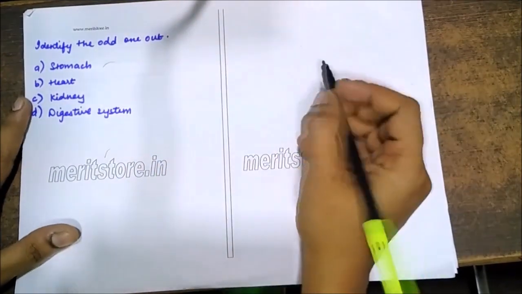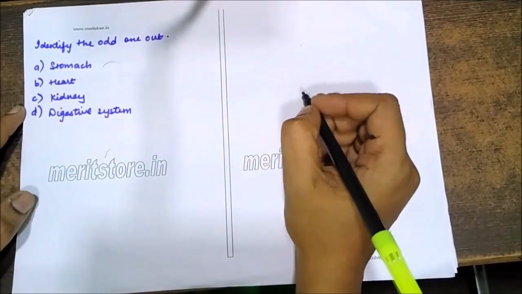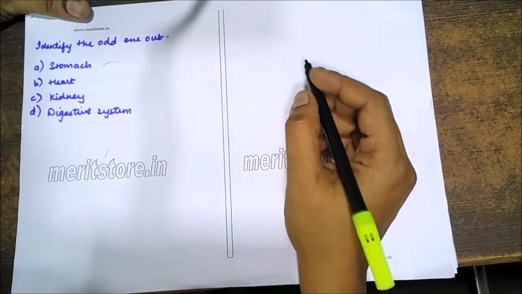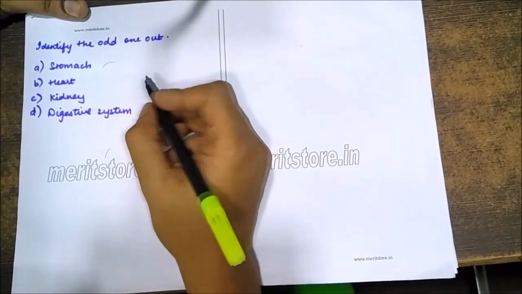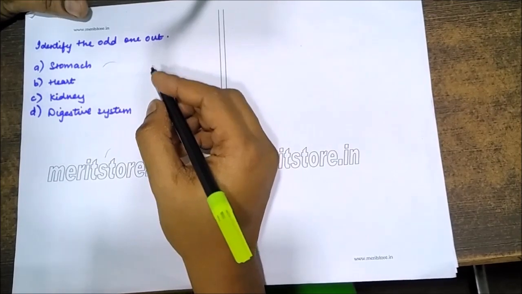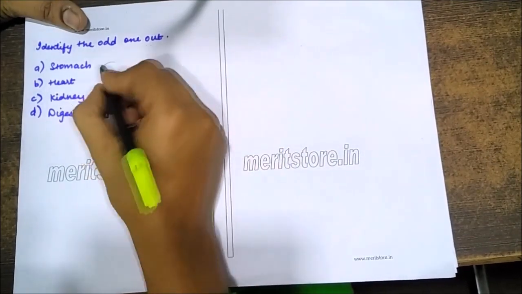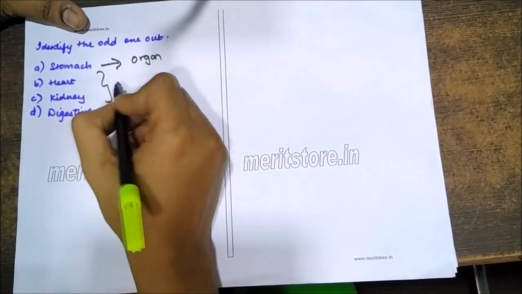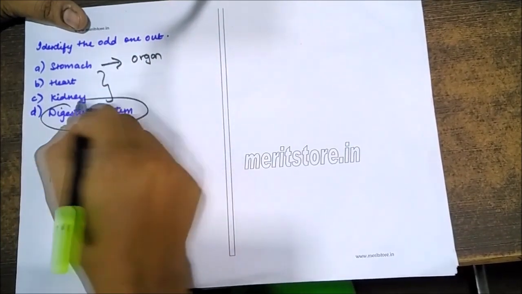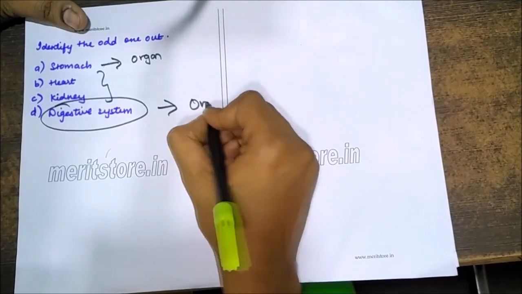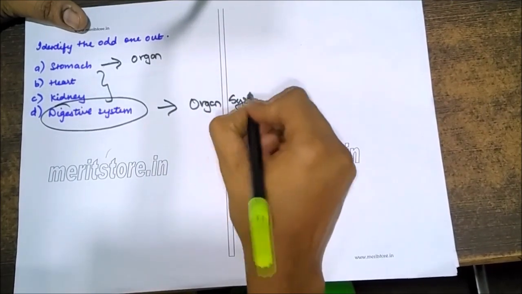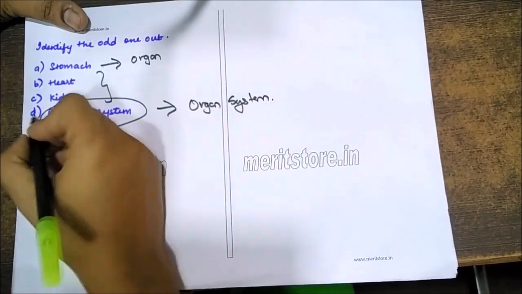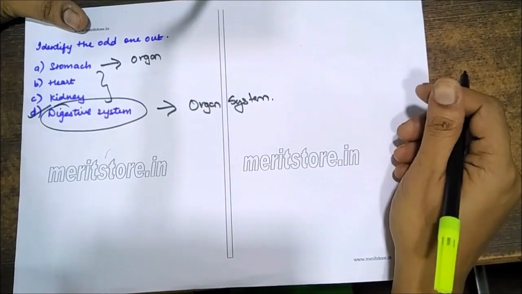Dealing with some more MCQs based on structural organization. The question says identify the odd one out. The options given are stomach, heart, kidney and digestive system. Understand, stomach is an isolated organ, so is heart, so is kidney. On the other hand, digestive system is an organ system. So the correct option here is D. This is the odd man out.